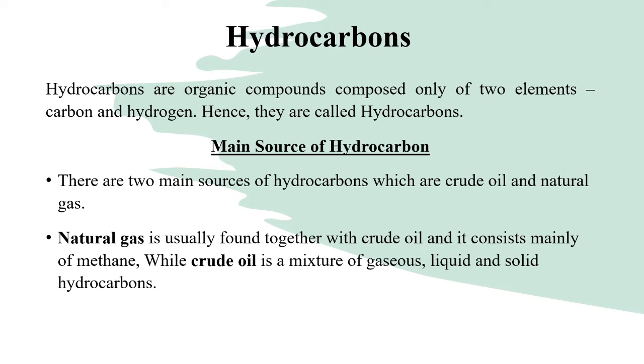Natural gas is usually formed together with crude oil, and it consists mainly of methane, while crude oil is a mixture of gaseous, liquid and solid hydrocarbons with some impurities of sulfur, nitrogen and oxygen. These impurities are known as what? Contaminants. The most troublesome contaminants are organic sulfur compounds.